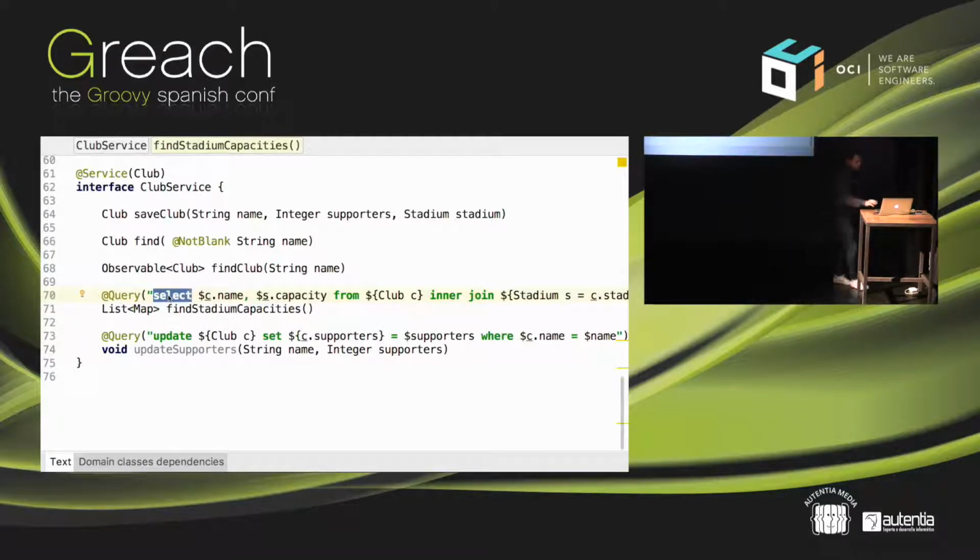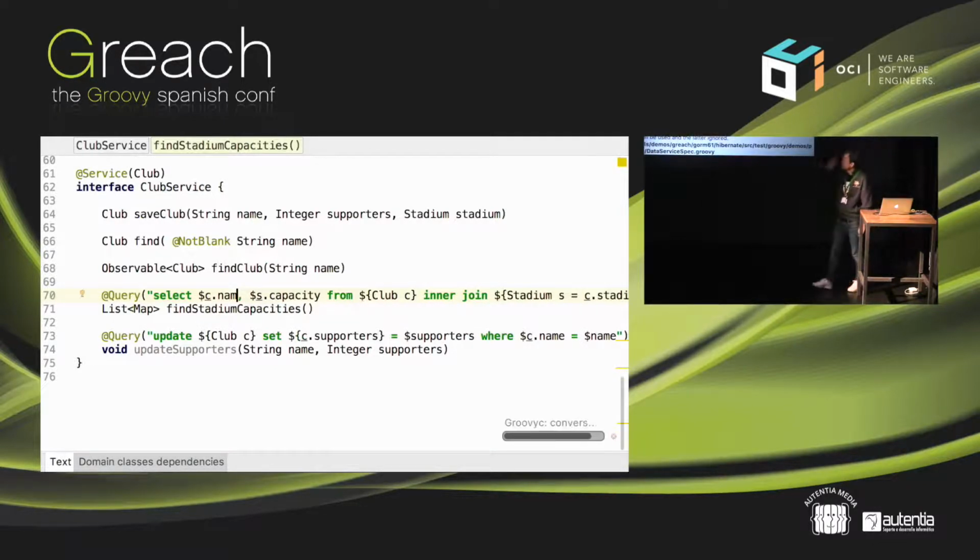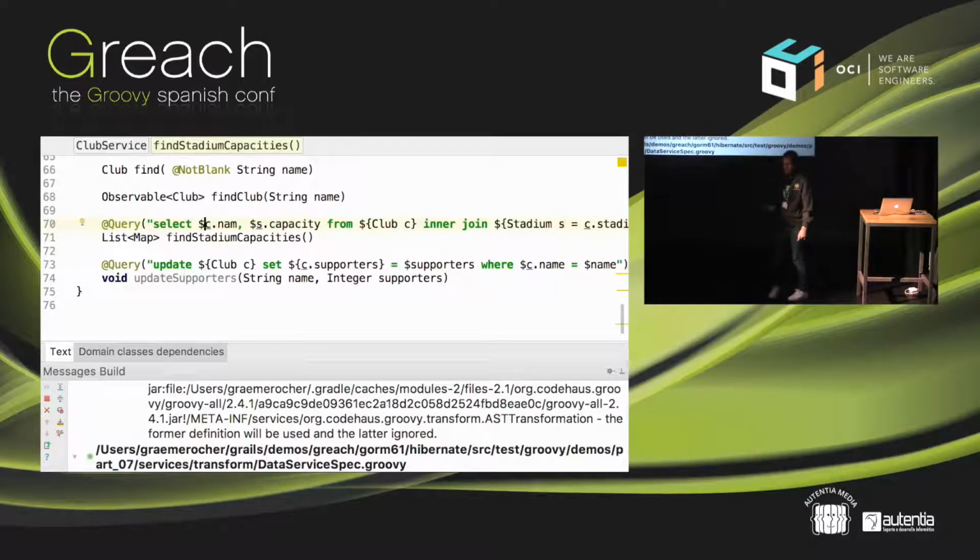Because you can see here that I'm using G-strings to define the types inside of my query. So what does that mean? That means that if I try to select c.name and I misspell name, I'm going to get a compilation error on the exact line where I made a mistake in my query.